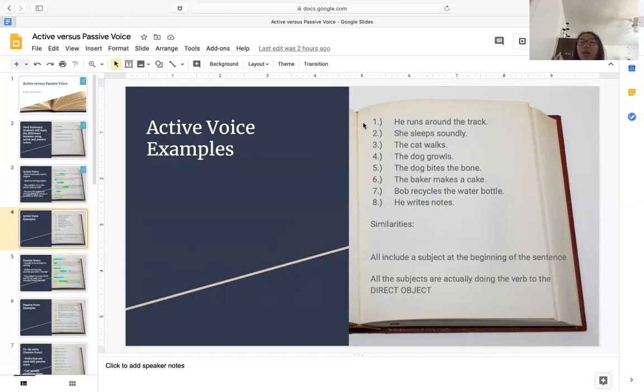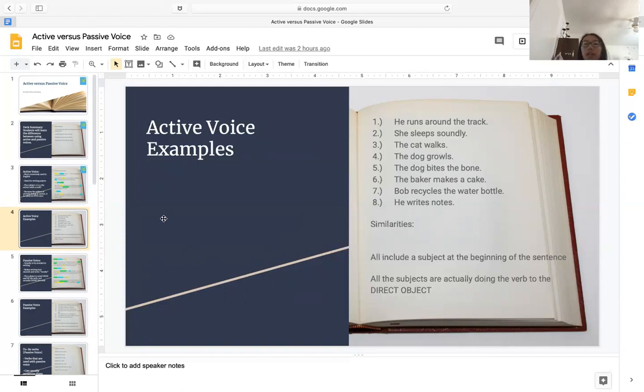Let's take a look at the similarities. So as we can see, all include a subject at the beginning, such as he, she, cat, dog, and all the subjects are actively doing the verb. As we can see with sleeps, walks, growls, the subject is doing that to the direct object.